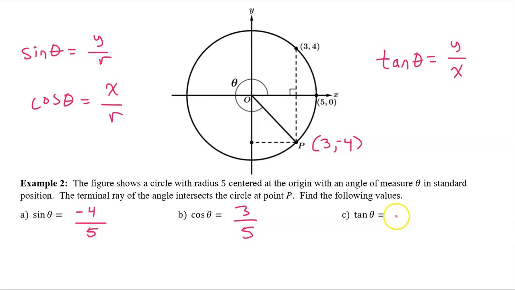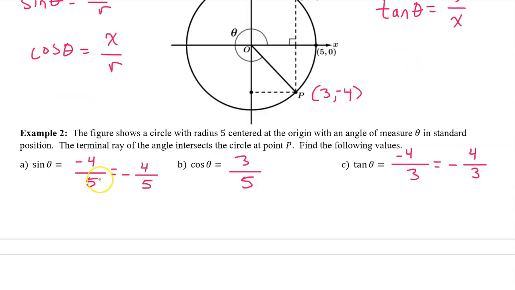So that will be negative 4 divided by 3. By the way, a fraction has the same value whether the negative sign is in the numerator, the denominator, or right here in the middle. So negative 4 over 5 is equal to negative 4/5, and negative 4 over 3 can be written as negative 4/3.